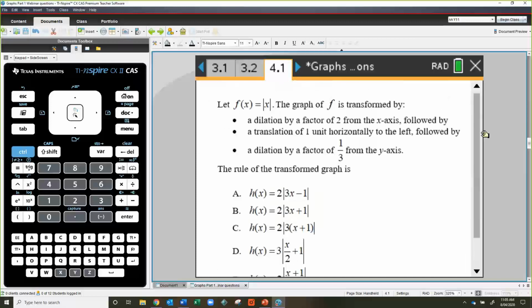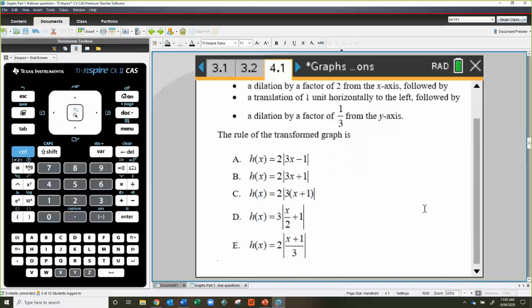This brings us up to our first question, a multiple choice question. We are given the modulus x graph, and this graph is transformed by 3 transformations in a given order. We start with the dilation by factor 2 from the x-axis, followed by a translation of 1 unit horizontally to the left, followed by a dilation by factor 1/3 from the y-axis. And we are to determine which one of those 5 options will be the rule of the transformed graph.